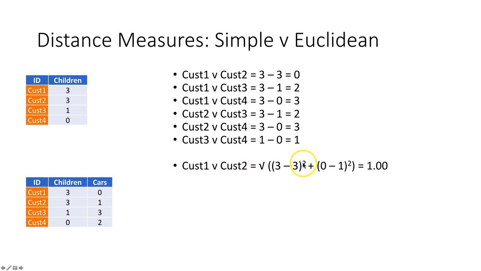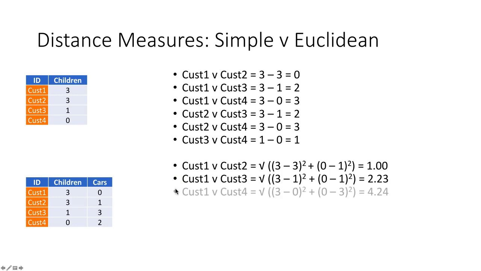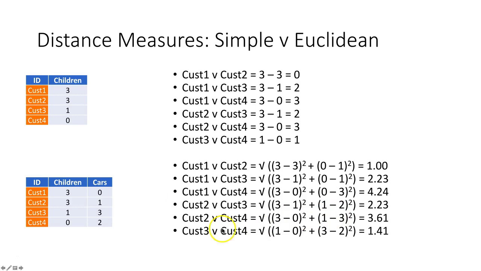But anyway, we square that, which is still 0. And then we're going to add to that the squared difference between number of cars. Customer 1 has 0 cars, customer 2 has 1 car. Difference is -1. Square -1, it's 1. So we have 0 plus 1 is 1. Take the square root of that. Square root of 1 is 1. So customers 1 and 2 still look very similar to each other. And that makes sense. So let's go to the next one, and the next one, and the next. There we go. Looking at this, the biggest difference is between customer 1 and 4. All right, that makes sense.